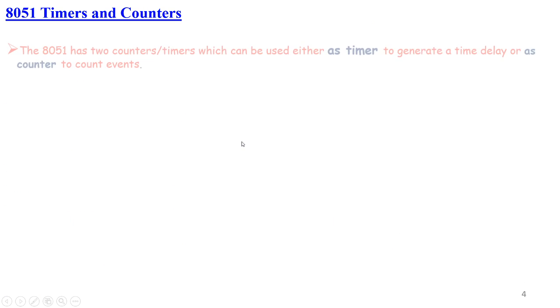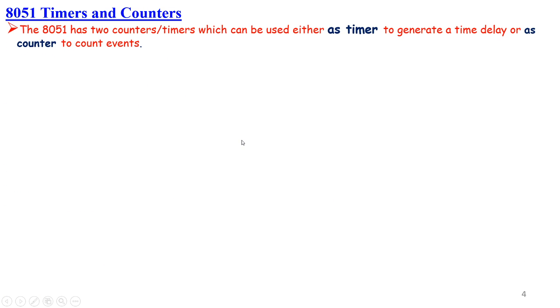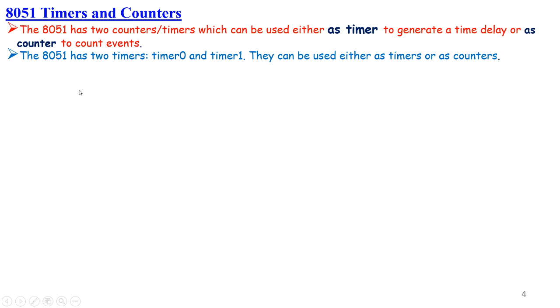8051 timers and counters. The 8051 has two timers, Timer 0 and Timer 1, which can be used either as a timer to generate a time delay or as a counter to count events. They can be used either as a timer or a counter to generate a delay or to count the events.